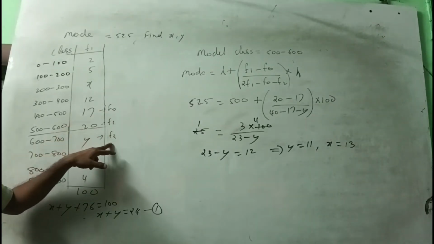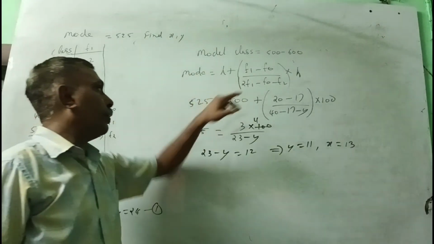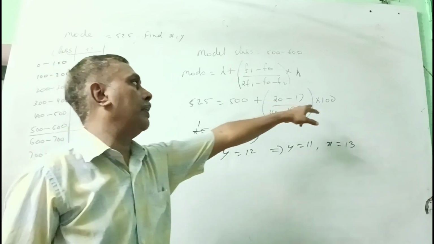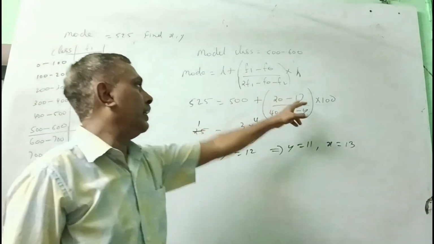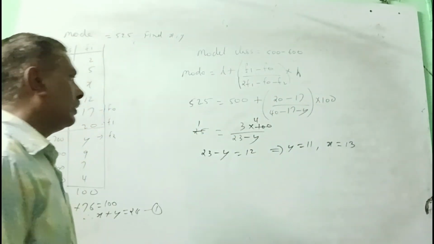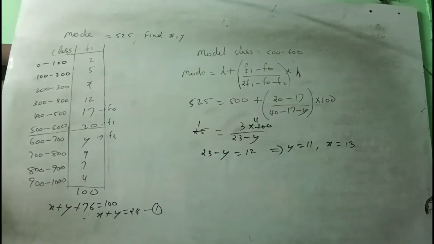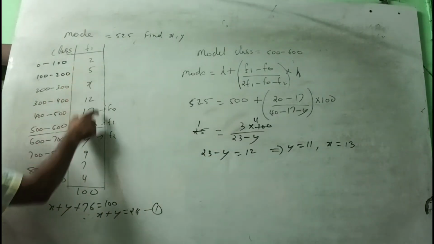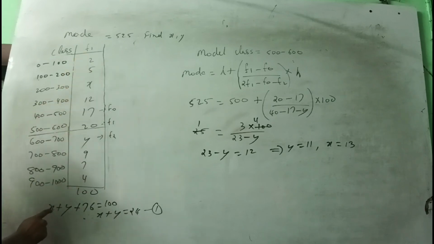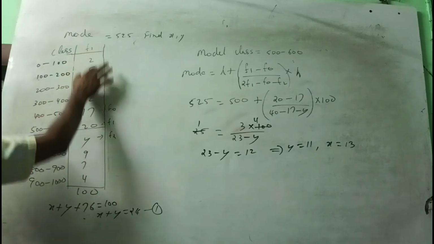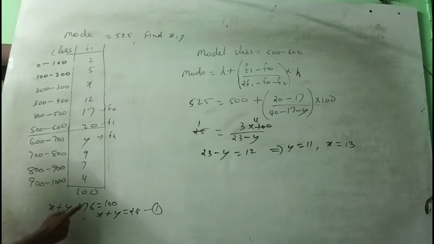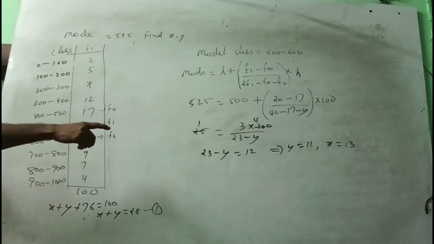F1, F0, F2, as I told earlier, substituting in the mode formula, 525 equals 500 plus this. Simplifying, 20 minus 17, 4, all simplified. Simplifying, you will get y as 11 and x as 13. Here also this total, as we calculated earlier, 100 will be equal to x plus y plus 76, as in the previous case we added. You may add it. So x plus y equal to 24. There y is 11, so x is equal to 13.